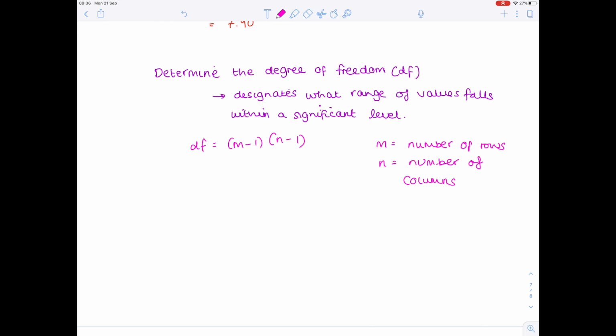So therefore, m equals 2, n equals 2, so m minus 1 is 1, n minus 1 is 1. So the degrees of freedom here is 1. Notice that when you're comparing distribution patterns for two species, obviously the degree of freedom should always be 1. And I think at IB and A level you can safely assume that it will be 1.